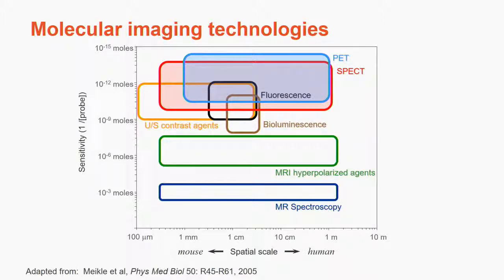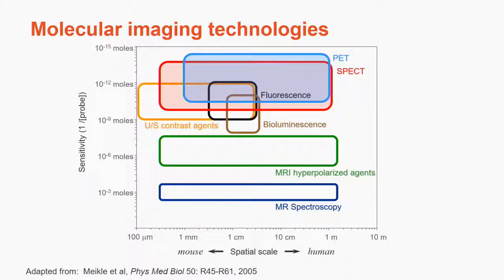At the bottom end, the bounds of these footprints represent the limiting spatial resolution for each of those modalities, and the upper bounds represent roughly the sensitivity limits. One of the things the diagram shows is that for several of our imaging modalities, we're able to span resolution scales that allow us to image the mouse and all the way through to performing human imaging.